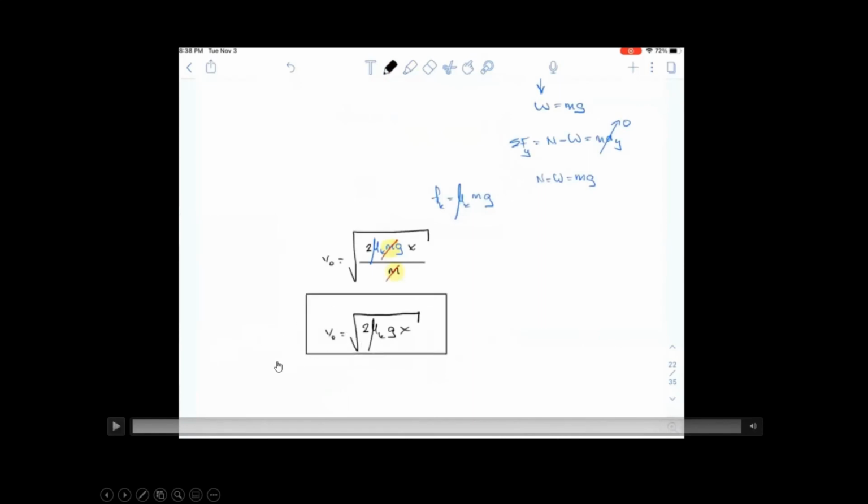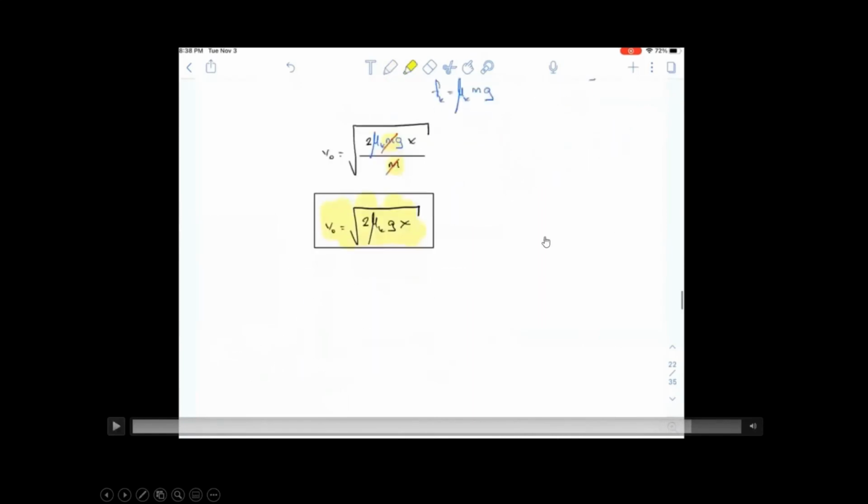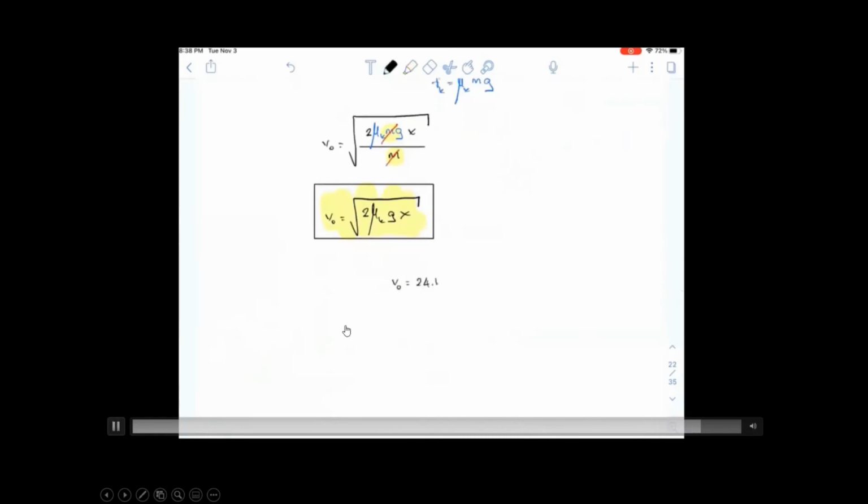Okay, so we came up with one single final expression, and then at this point we will stop and look at the numbers. Do we have a number for mu sub k? Yes, we do. Do we have a number for g? Of course we do. Do we have a number for the length, the distance that the car skids? Of course we do. We're done. All right, so now you can plug the numbers in just once, and then meters per second.